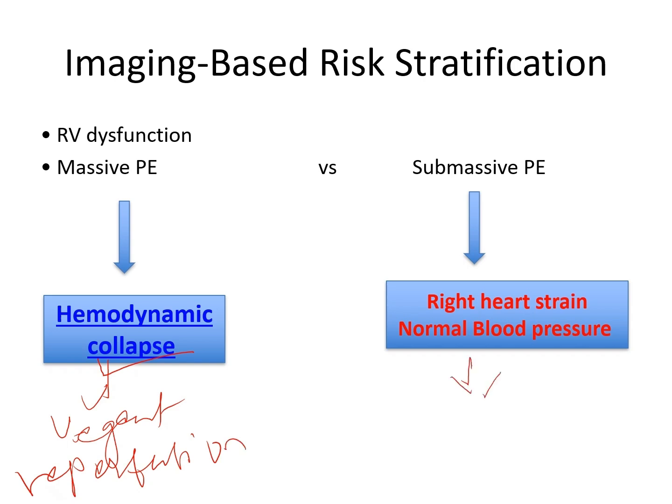Whereas the submassive pulmonary embolism shows right heart strain like elevated troponin, BNP and right ventricular dilatation, but with normal blood pressure. In massive there is hemodynamic collapse, and in submassive there is a normal blood pressure, indicating high risk but stable hemodynamics. So there is stable hemodynamics.